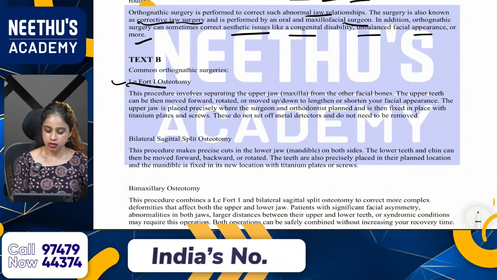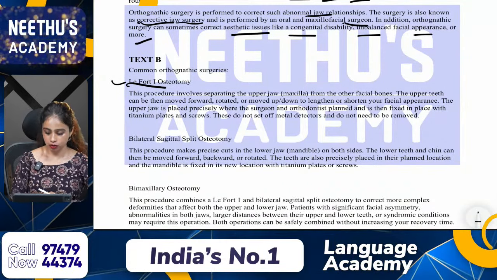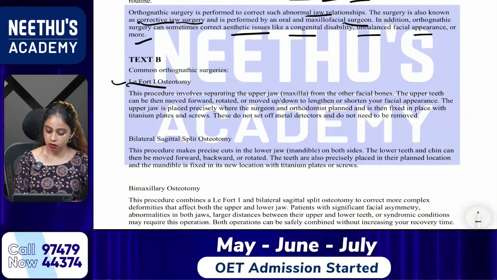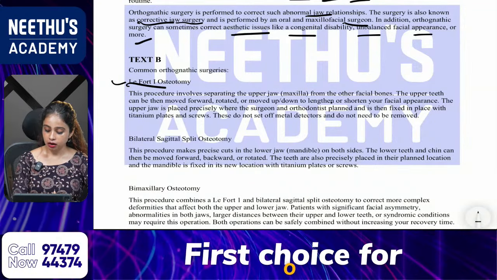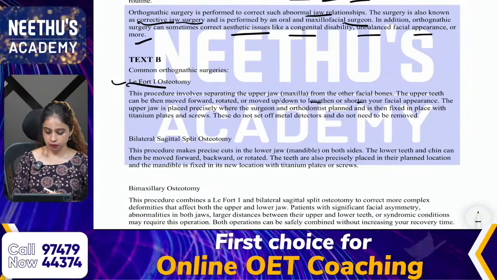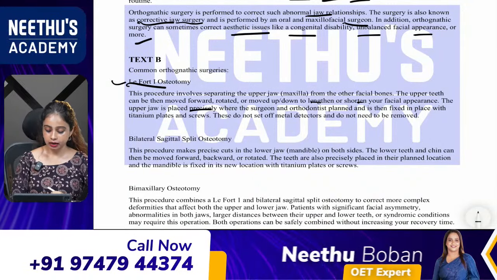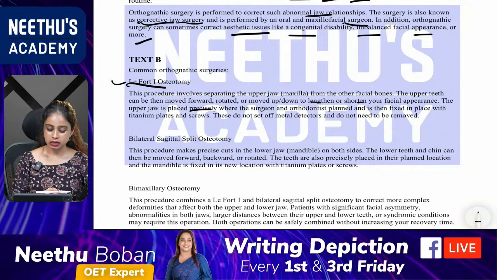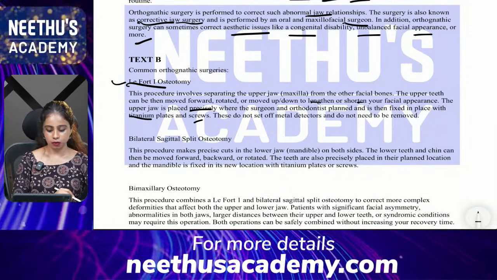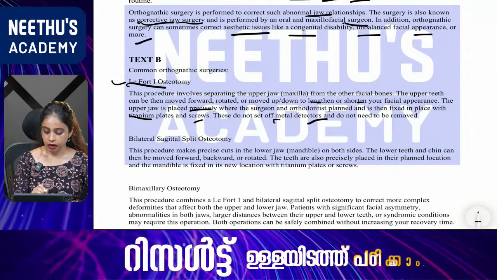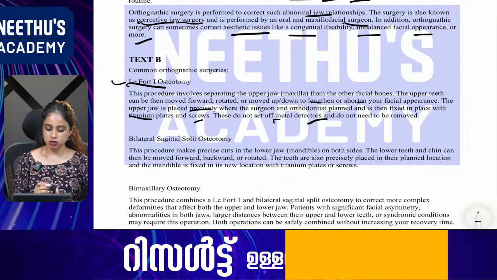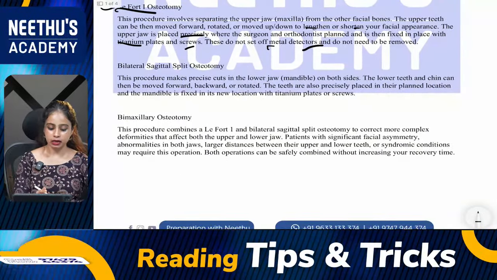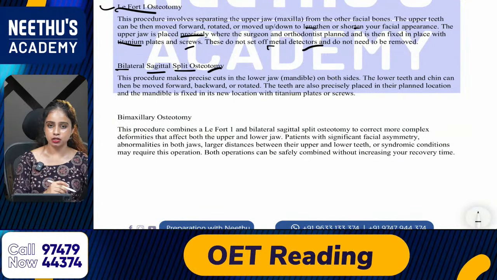This procedure involves separating the upper jaw, the maxilla, from other facial bones. The upper teeth can then be moved forward, rotated, or moved up and down to lengthen or shorten your facial appearance. The upper jaw is placed precisely where the surgeon and orthodontist plan and is then fixed in place with titanium plates and screws. These do not set off metal detectors and do not need to be removed. So this is all about the first surgery. Okay, then moving to the second one, that is bilateral sagittal split osteotomy.